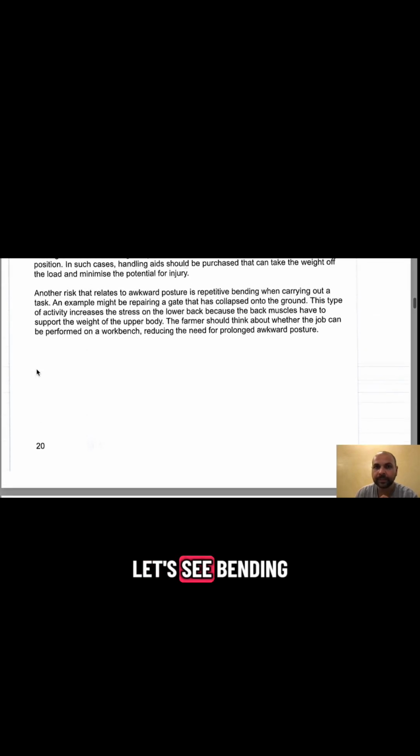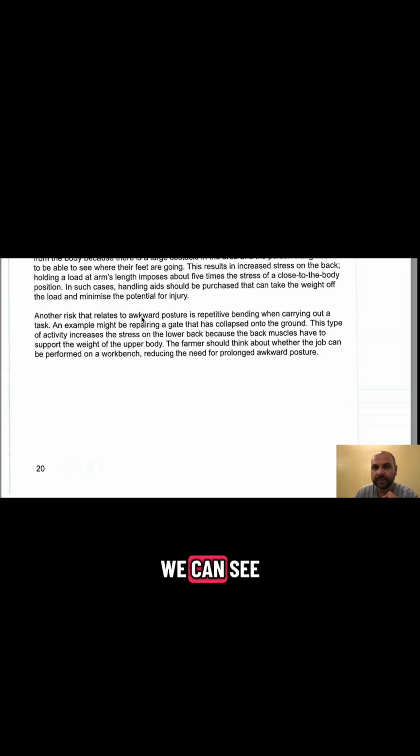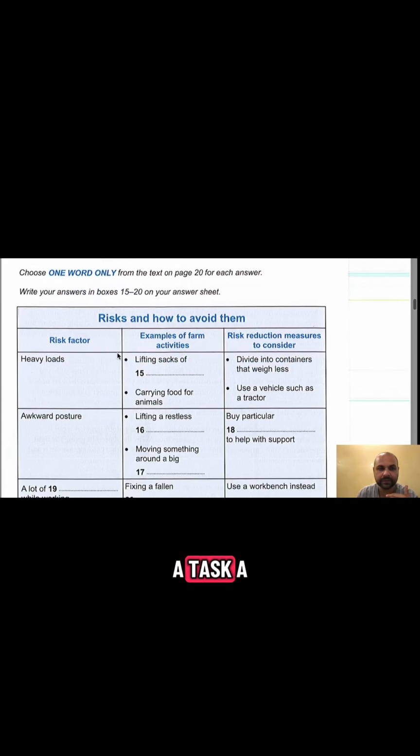19. A lot of something while working. Let's see. Bending. We can see another risk that relates to awkward postures: repetitive bending while carrying out a task. A lot of bending while working.